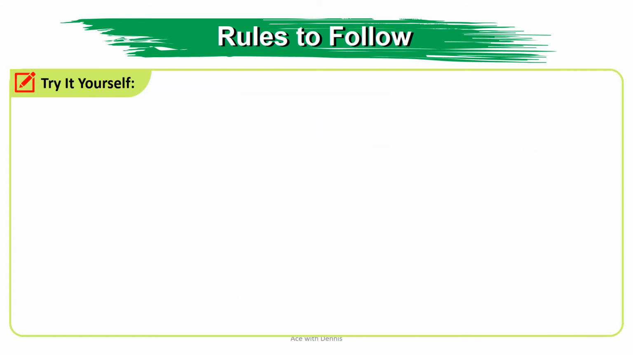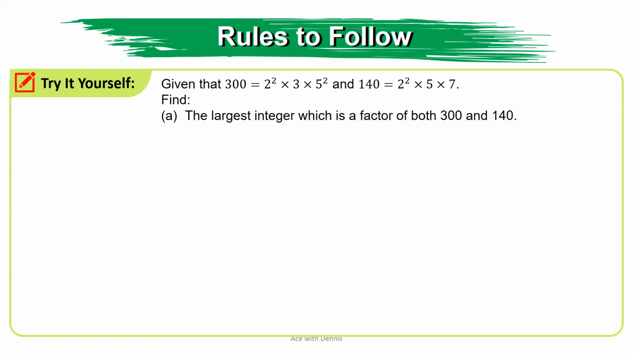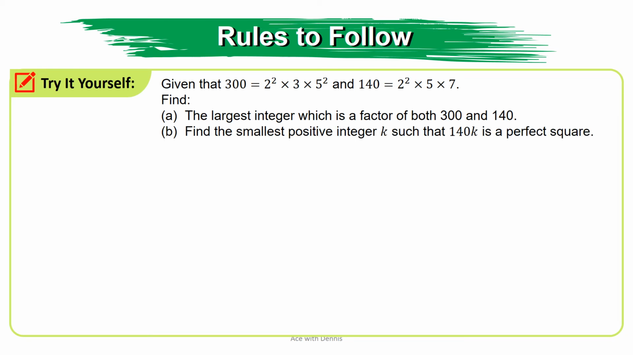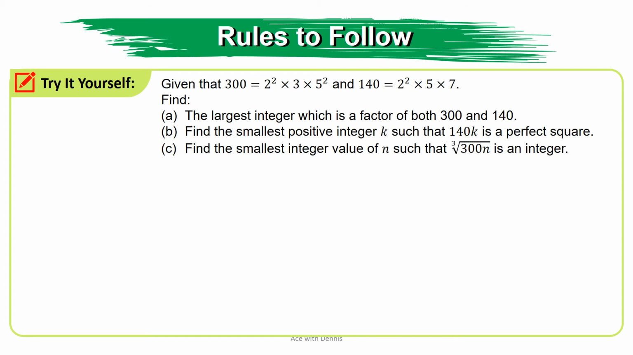Alright, now you can try this example yourself. Given that 300 equals 2 square times 3 times 5 square and 140 equals 2 square times 5 times 7, A, find the largest integer which is a factor of both 300 and 140. B, find the smallest positive integer k such that 140k is a perfect square. C, find the smallest integer value of n such that cube root of 300n is an integer. You can pause the video and try to solve it yourself.